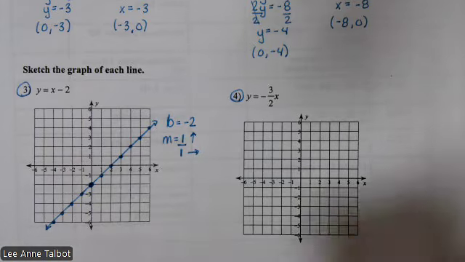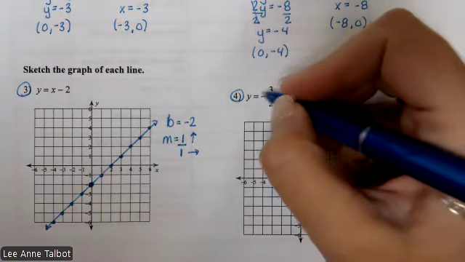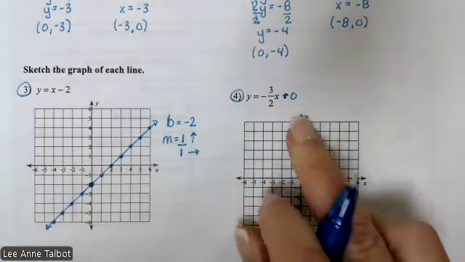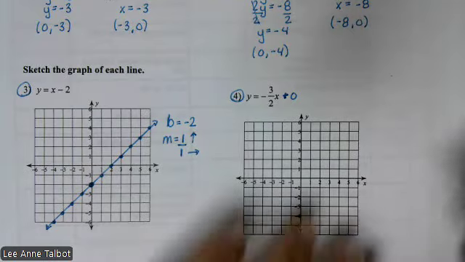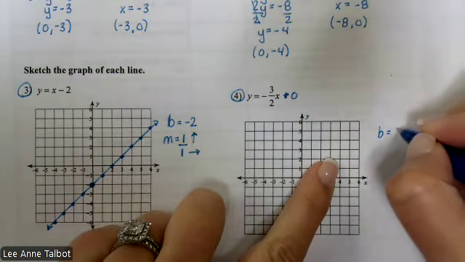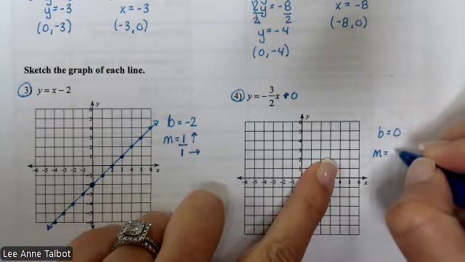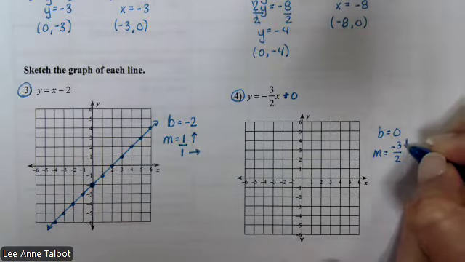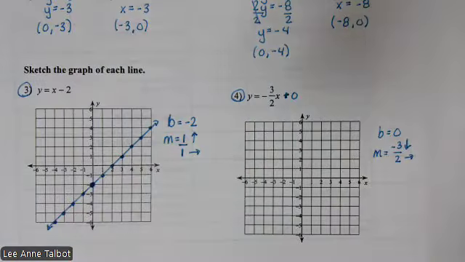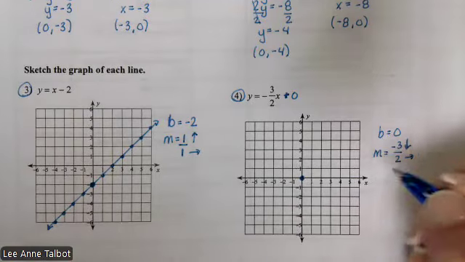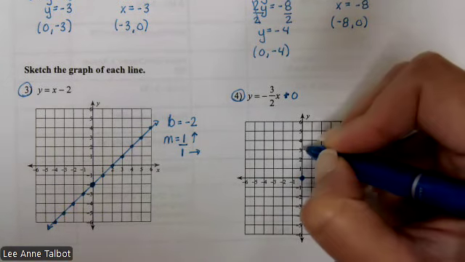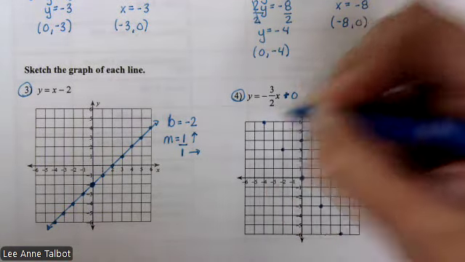Okay, last warm up number 4 is y equals -3 over 2x. And what I want you to do is add a +0 on the end so that you can see that b is 0. And the slope is -3 over 2, which means I'm going to go down 3, right 2. So it starts at 0, down 3 over 2, down 3 over 2, and then backtrack.